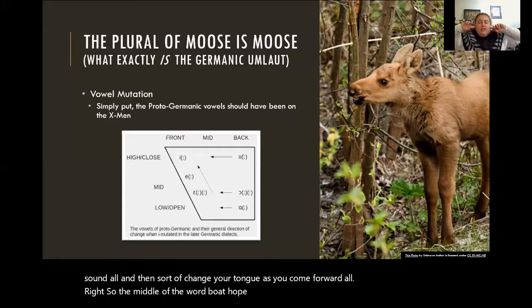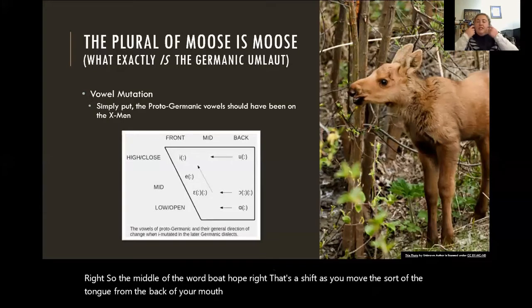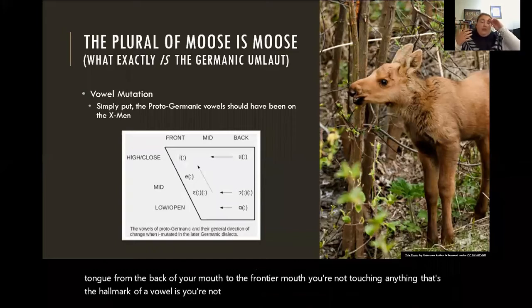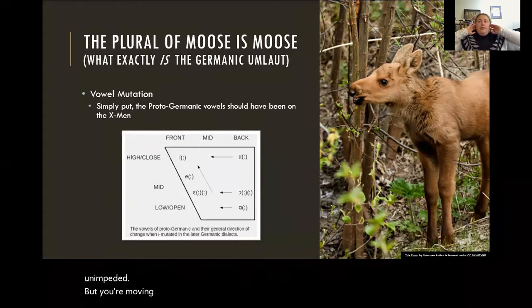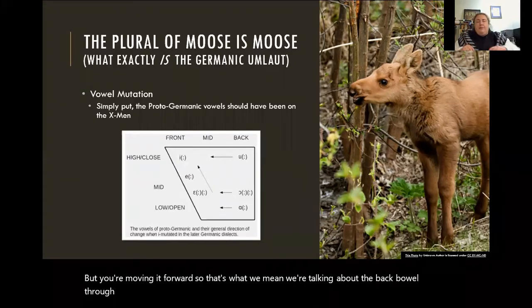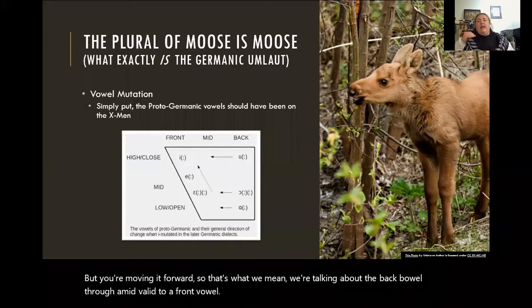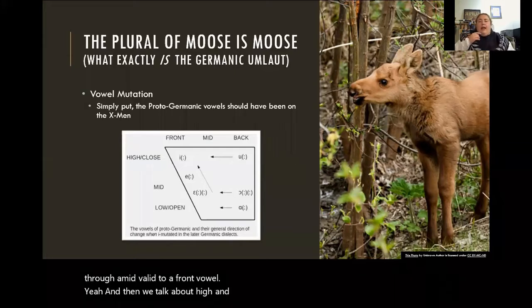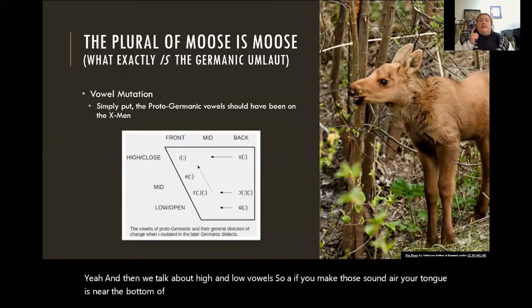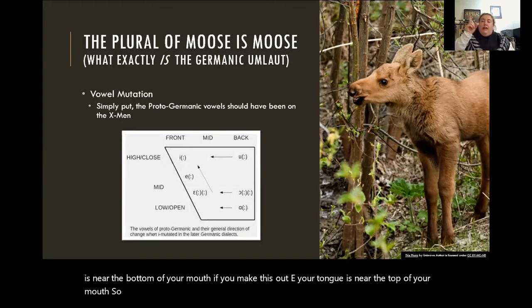That's a shift as you move the tongue from the back of your mouth to the front of your mouth. You're not touching anything. That's the hallmark of a vowel, you're not touching the rest of your mouth with your tongue. It's unimpeded, but you're moving it forward. So that's what we mean when we're talking about a back vowel through a mid vowel to a front vowel. And then we talk about high and low vowels. If you make the sound ah, your tongue is near the bottom of your mouth. If you make the sound e, your tongue is near the top of your mouth. So that's a low and a high.